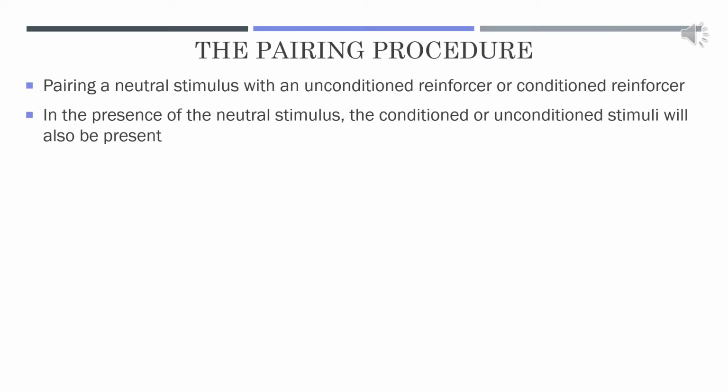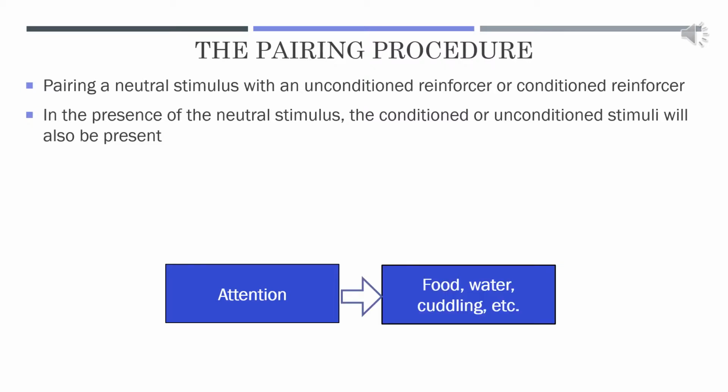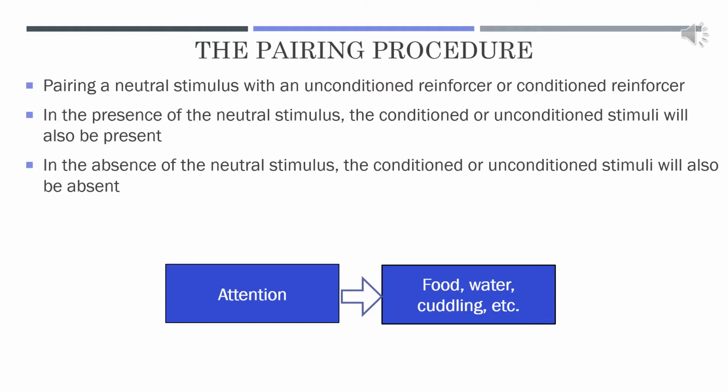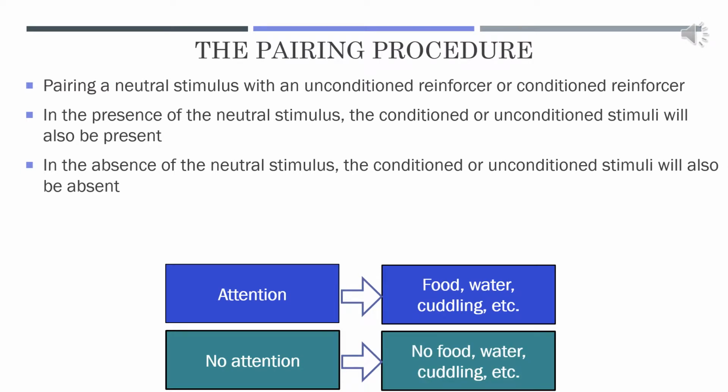In the example of attention, the infant would first receive attention, such as the mother approaching their crib, and then receive the unconditioned reinforcer, such as food. On the other hand, the pairing procedure also shows what happens in the absence of these stimuli. In the absence of a neutral stimulus, the conditioned or unconditioned stimulus will also be absent. For example, in the absence of attention, such as the mom does not walk up to the crib, the unconditioned stimulus of food will also be absent.